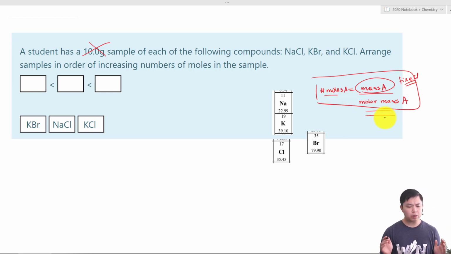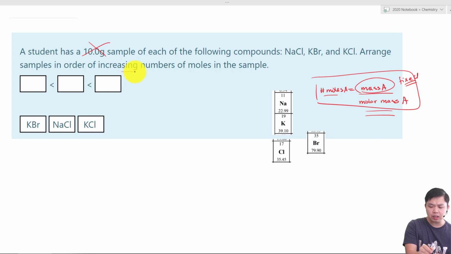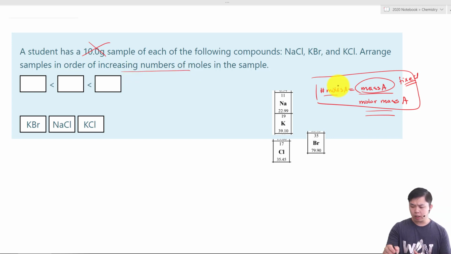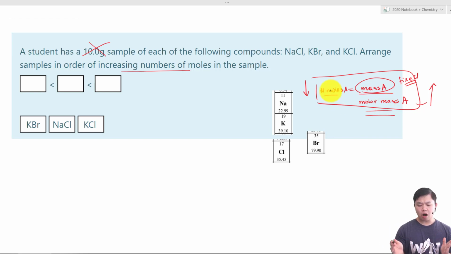So now we have to arrange them from increasing number of moles. Well, look at the relationship. If this on the bottom goes up, this goes down. We consider that an inverse relationship because this one is on the bottom, this one on top. But let's prove that to you. To solve this problem, we have to look at the periodic table to determine the molar mass of each of the compounds.